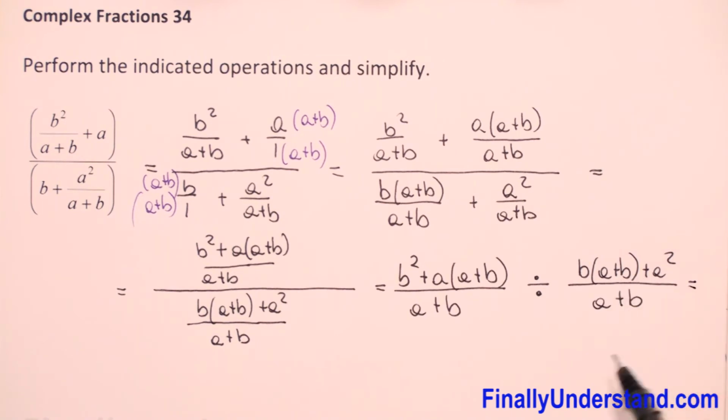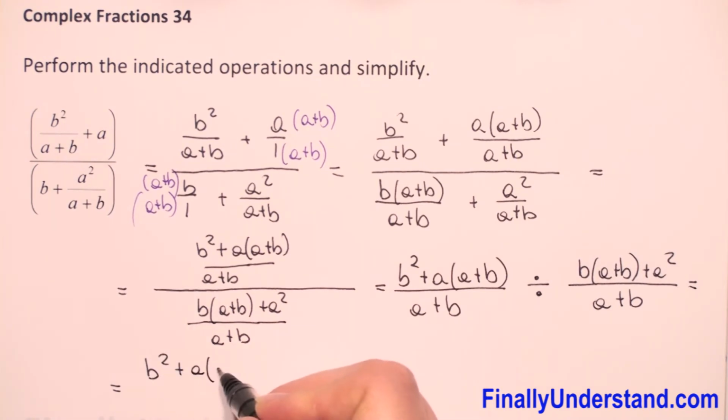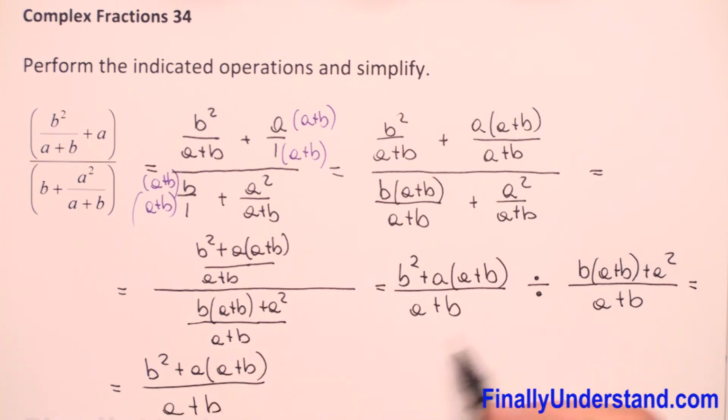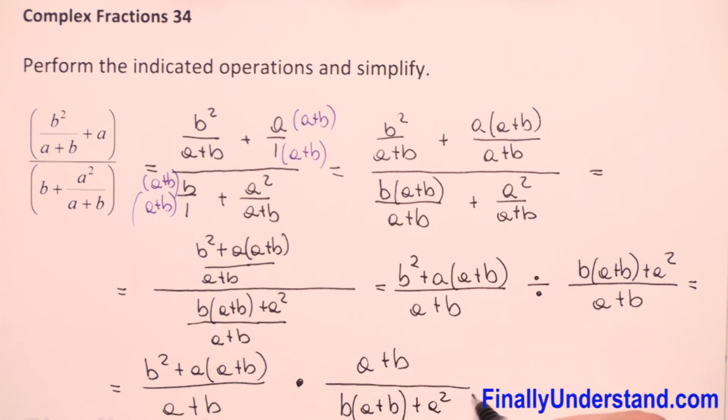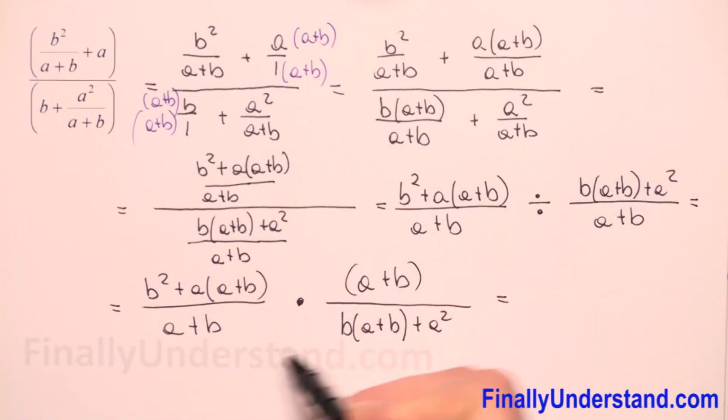So now, when we have division of algebraic fractions, we have to copy the first algebraic fraction. We change the division sign to multiplication, and we have to flip the second fraction. So it will be a plus b over b times a plus b plus a squared. Next, because we have multiplication, here is a plus b and a plus b, I can put in parentheses.